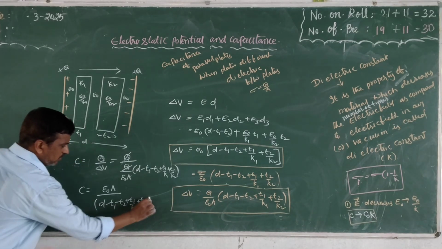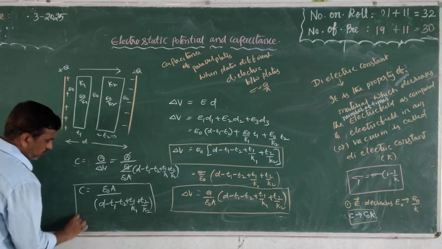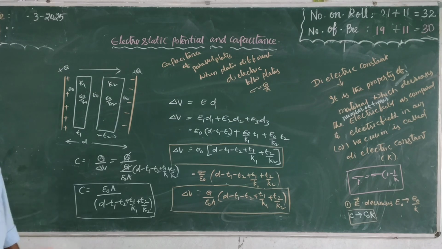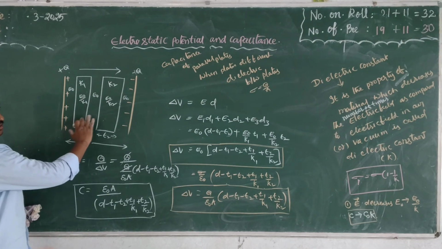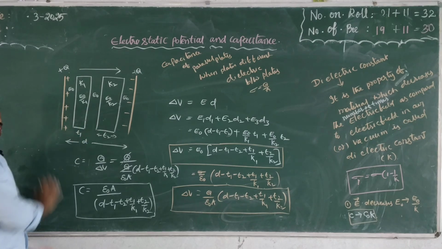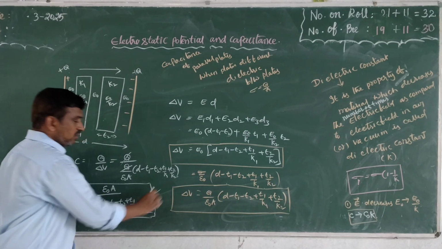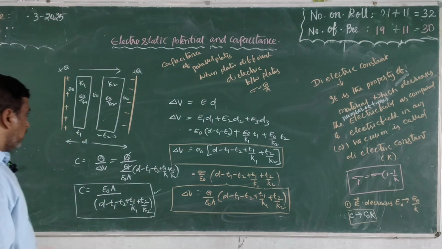It is the capacitance of a parallel plate capacitor when two different dielectric materials are placed between the plates. In that case, what is the capacitance? It is the capacitance of the parallel plate capacitor.